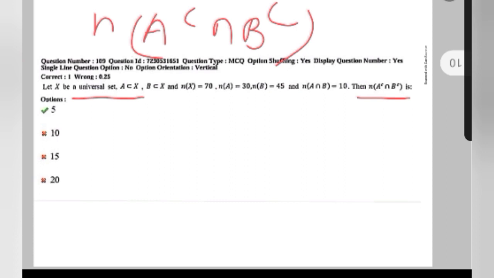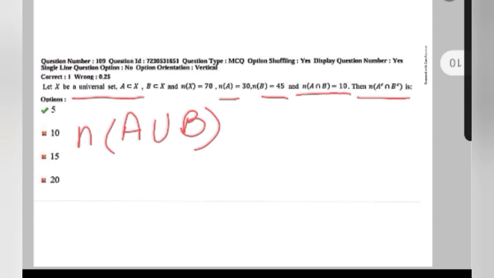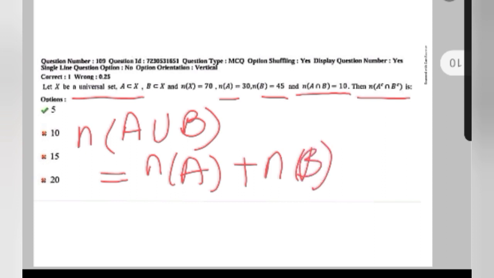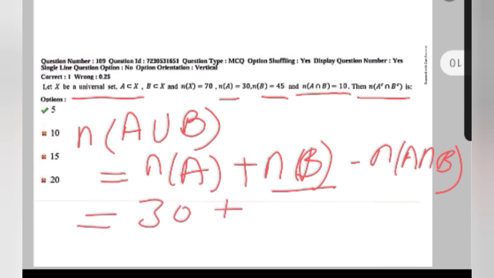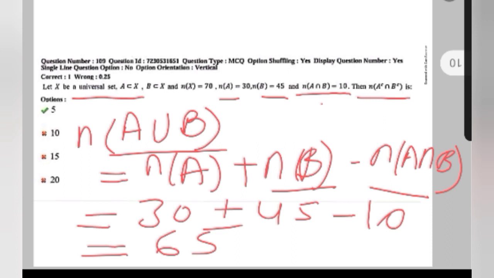To find this, first of all I have to find out the number of elements in A union B. They have already given you the number of elements in set A, the number of elements in set B, and the number of elements in A intersection B, so I can easily find the number of elements in A union B. The formula is: number of elements in A plus number of elements in B minus number of elements in A intersection B. Here the number of elements in set A is 30, in B is 45, and in A intersection B is 10. So how much are you going to get? That is 65. So the number of elements in A union B is 65.